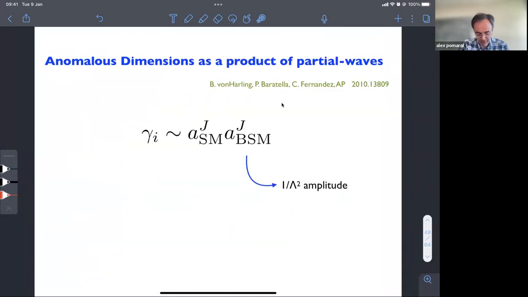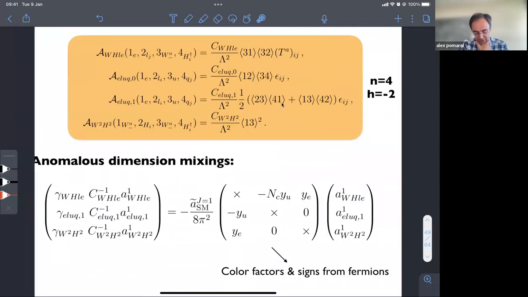So there is this angular momentum conservation that gives you selection rules. An amplitude with J equal 2 cannot contribute. So in many cases, these anomalous dimensions can be written, not generically, but in many examples, as a product of partial waves. A priori it should be a sum over J, but as you can see, in many examples it's only one J. In the previous case it is J equal 1. So these are very simple formulas.